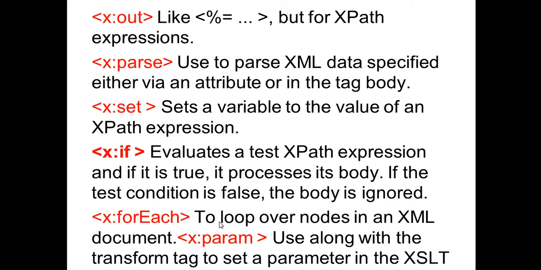Similarly, if you want to evaluate a condition on an XML document, you require the x:if tag, which evaluates a test XPath expression. If it is true, then it processes its body. So you can test with the tag x:if, similar to c:if. If you want to loop over nodes in an XML document, we use the tag x:forEach. If you want to pass any parameter, then you can use the tag x:param.